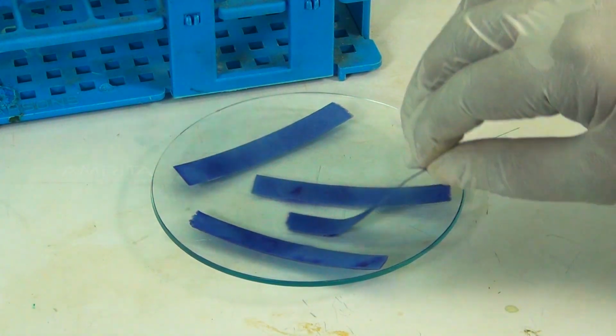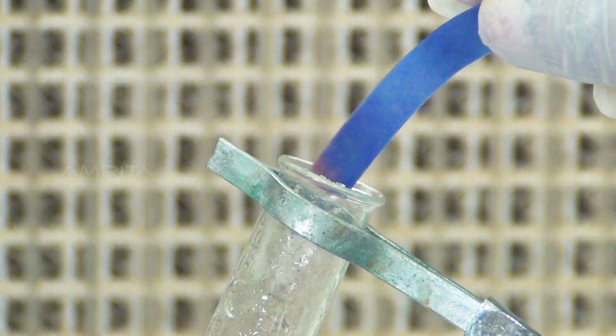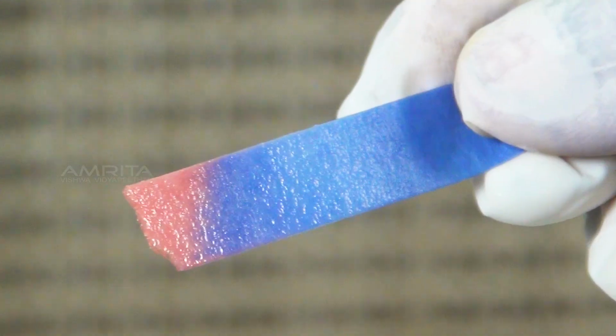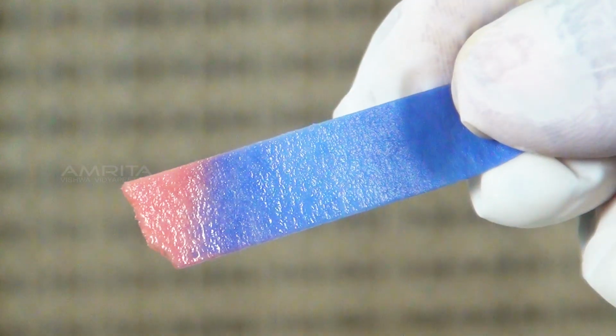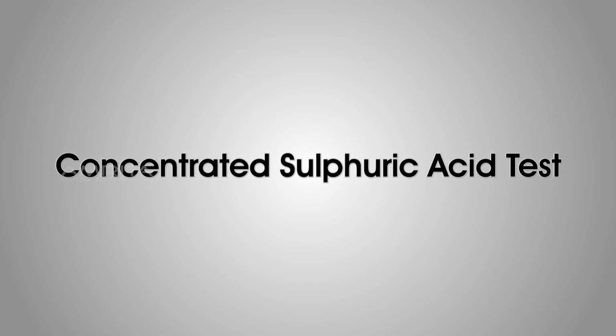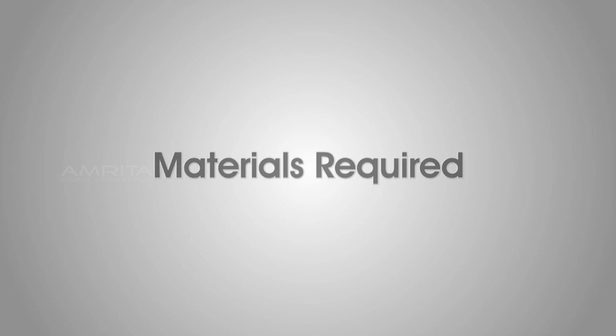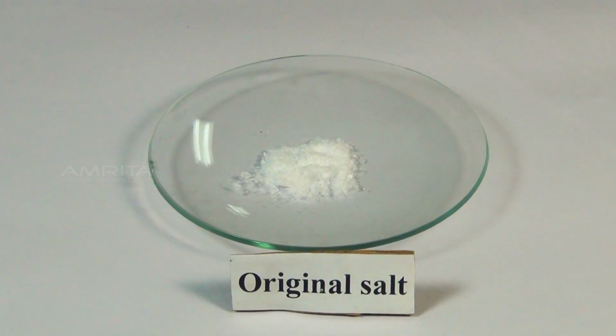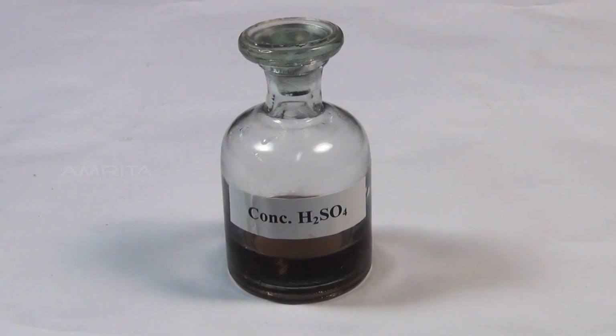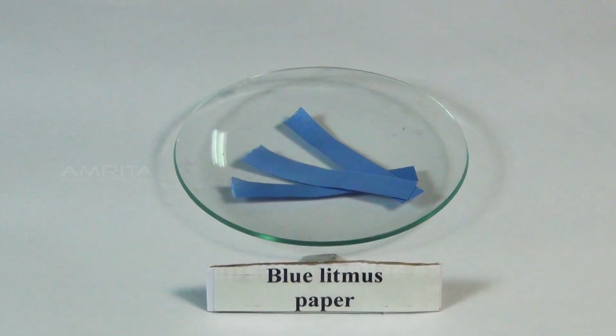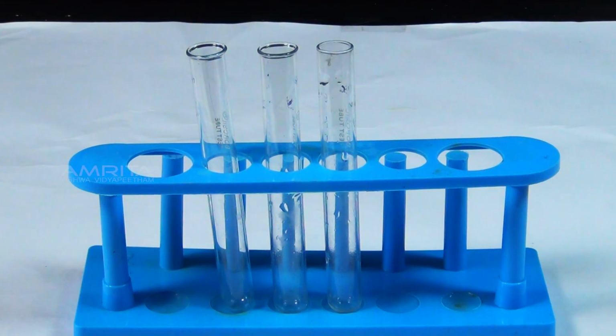Place a moist blue litmus paper over the mouth of the test tube. Acetic acid turns the blue litmus paper red. Concentrated sulfuric acid test. Materials required: original salt, concentrated sulfuric acid, blue litmus paper, test tube and a dropper.